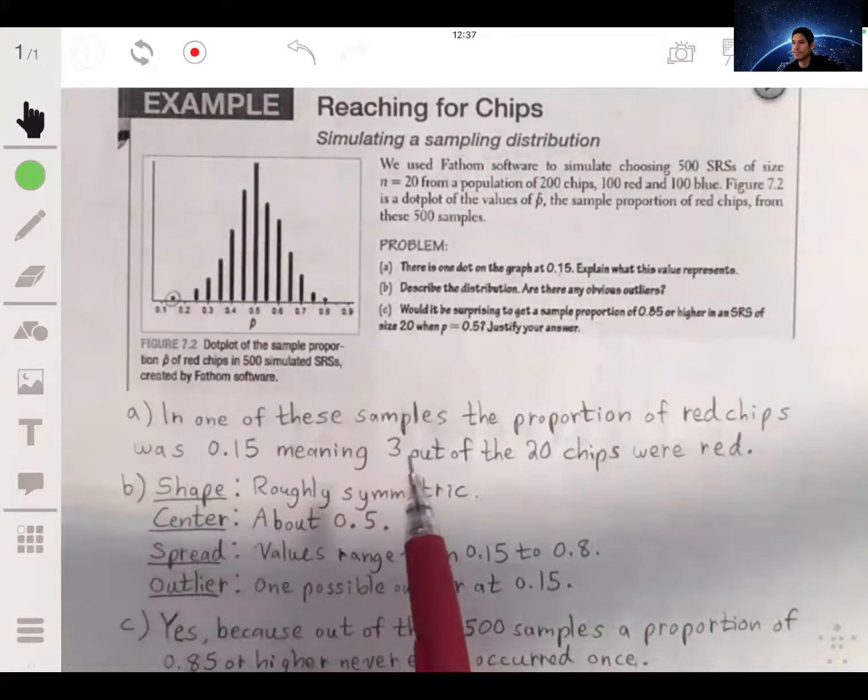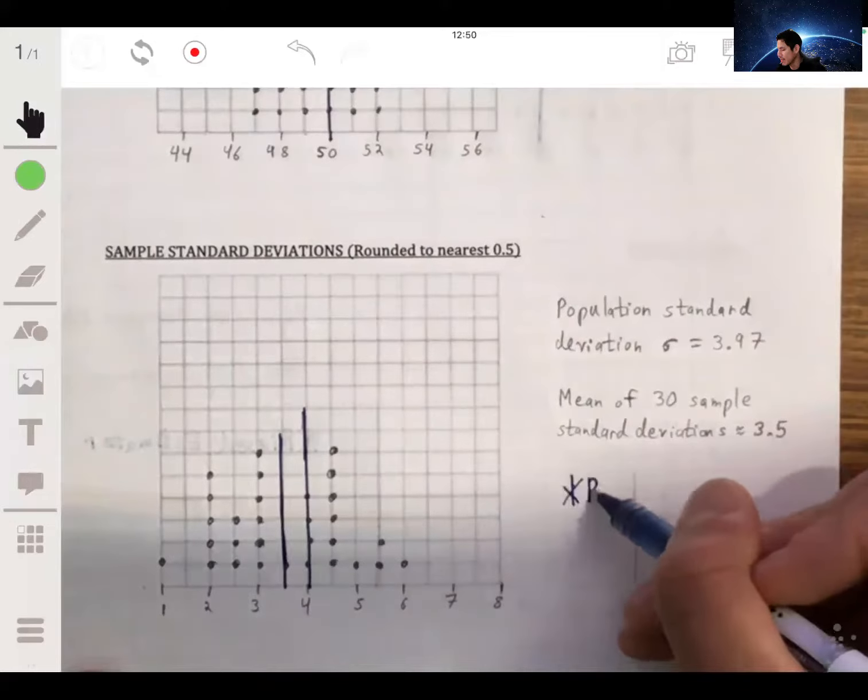And lastly, standard deviations. The sample standard deviations that we got are plotted here. From the 30 samples, we got a mean standard deviation of about 3.5. So somewhere around here. And that would actually be biased. It would again be below the true population standard deviation. It should be right below 3.97. So again, this would be a biased estimator.